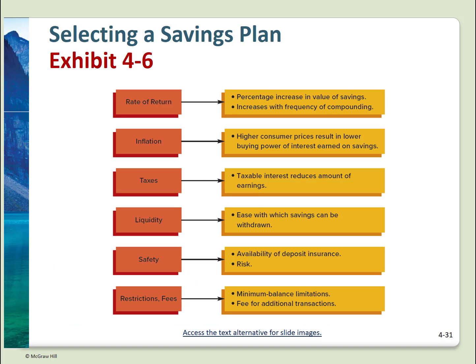This is Exhibit 4.6. Rate of return. Inflation makes fixed rate interest earned worth less. Taxes. It reduces your earnings. Liquidity. How fast can you convert to cash? Safety, risk and insurance. Restrictions and fees. Minimum balance requirements are the most common and can vary widely, as can fees for additional services. We'll look at each of these criteria briefly on the following slides.